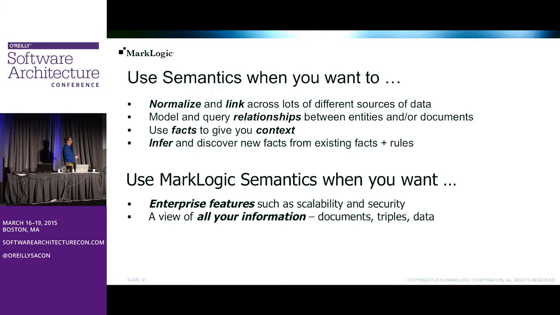So we can model relationships. We can give the facts that give us context, like we talked about the transitive connections of who's related to whom and where people live. Those are just a couple examples of the kinds of context that semantics can give us.